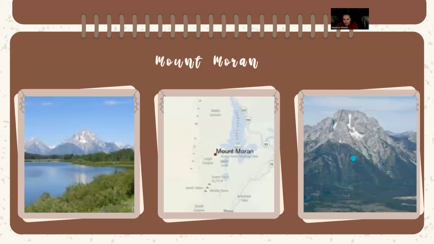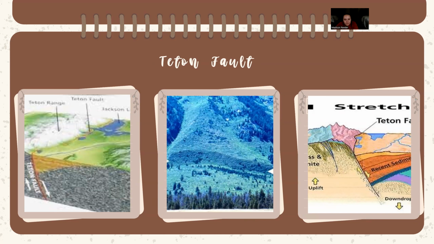Okay, and then the Teton Fault is the last feature I want to talk about today. Something super cool about it is that it is still active, and it's capable of having an earthquake of a magnitude up to 7.5, which is really big. Another really cool thing is that you can actually see the fault line up on the mountains. You have to have very good eyes for it, but it's pretty cool.